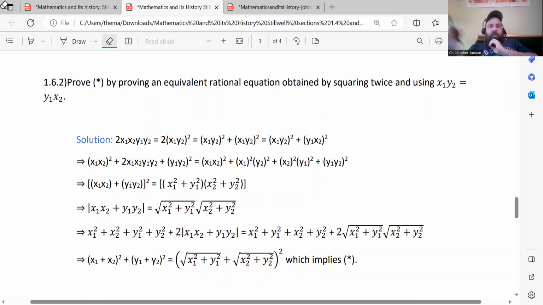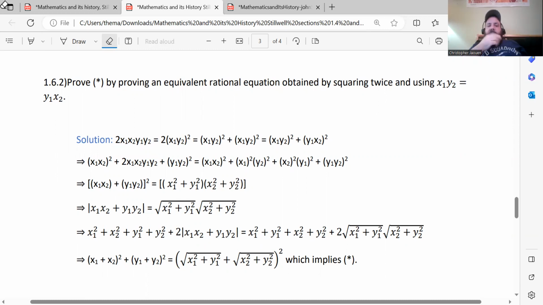If you use the fact that they gave us, that the points are collinear, and the rational equation that we derive by going backwards. Sorry, I'm getting tongue-tied here. This is obviously true, what I have written here first, just by the arithmetic, and the fact that they gave us. So 2x1 x2 y1 y2 is equal to 2 times x1 y2 squared, which is equal to x1 y2 squared plus x1 y2 squared, right? Because you just split it up into the sum.